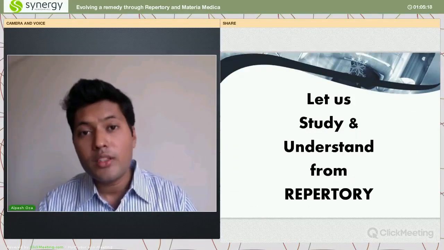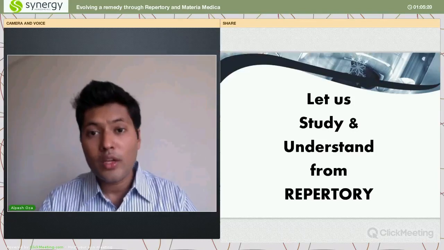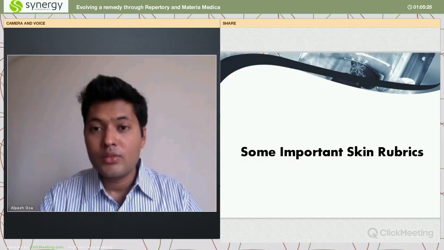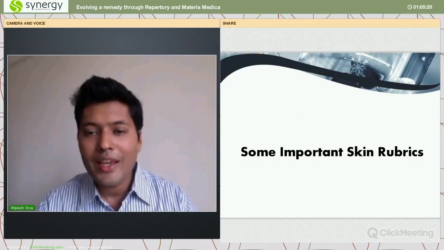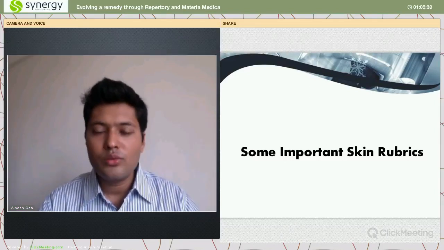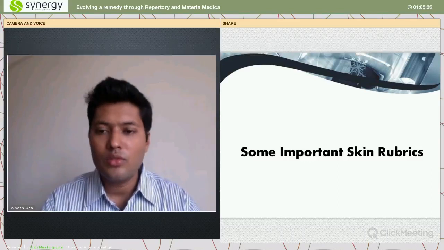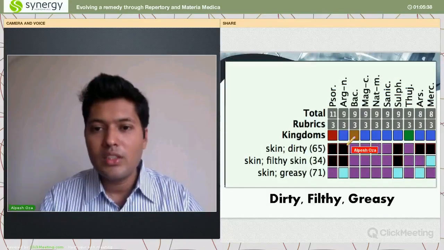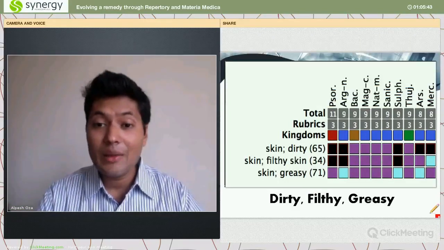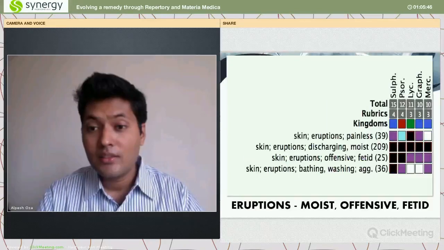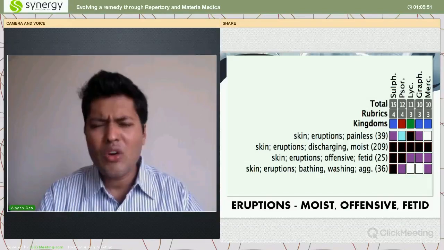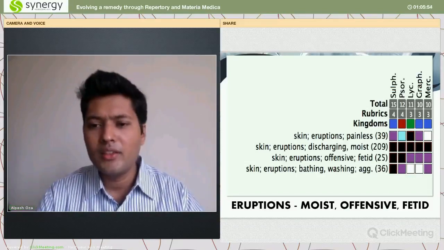Now let us try to understand the theme or the idea of Psorinum with the help of repertory. As we saw, the main action of Psorinum is on skin. So first we'll understand the skin symptoms of Psorinum. When we see in the repertory, we see it has a dirty, filthy and greasy type of skin. Then we see the eruptions are very much moist, offensive and fetid.